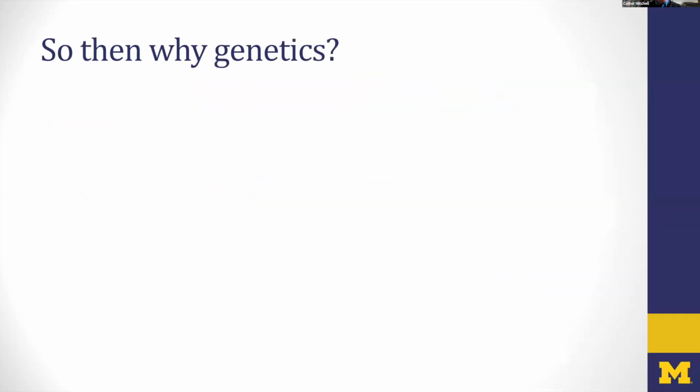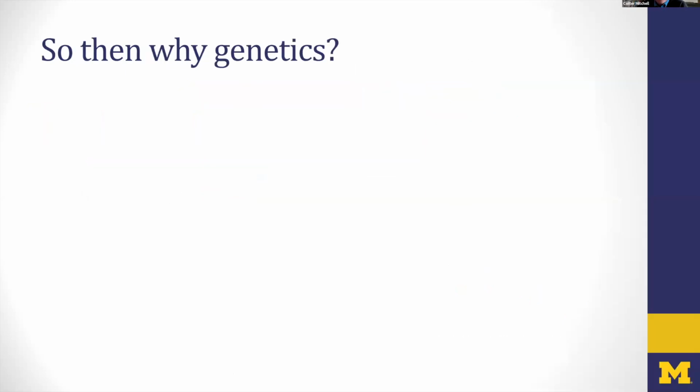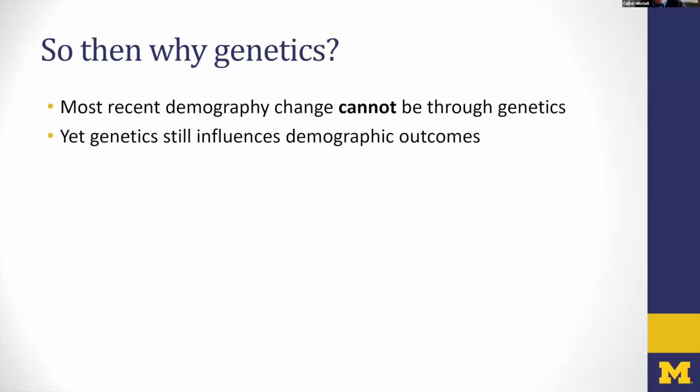So you might say, well, if you're a good demographer, you would say, well, I think I have just figured out that genetics did not cause, let me go back to these two changes. It's kind of impossible, right? So why would we even study it? If the most recent demography change cannot be through genetics, it just doesn't seem possible. Yet, how is it that genetics still influences demographic behaviors?